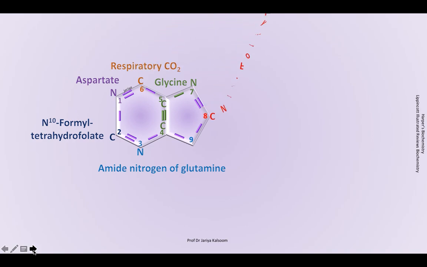Next, 6th position carbon atom comes from the carbon dioxide. Carbon atom at 8th position is contributed again by N10-formyl tetrahydrofolate. The nitrogen atom at 9th position is again contributed by glutamine. So here we can see that 3 amino acids are playing part here directly. These are aspartate, glycine and glutamine. Glutamine has a dual role because it contributes 2 nitrogen atoms at positions 3rd and 9th in the purine ring.